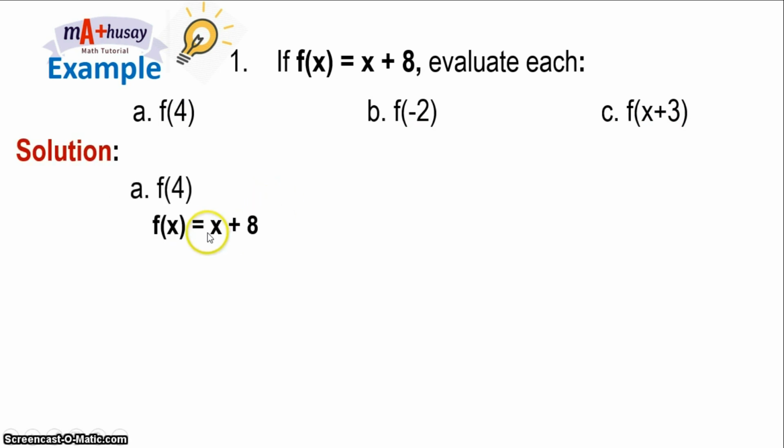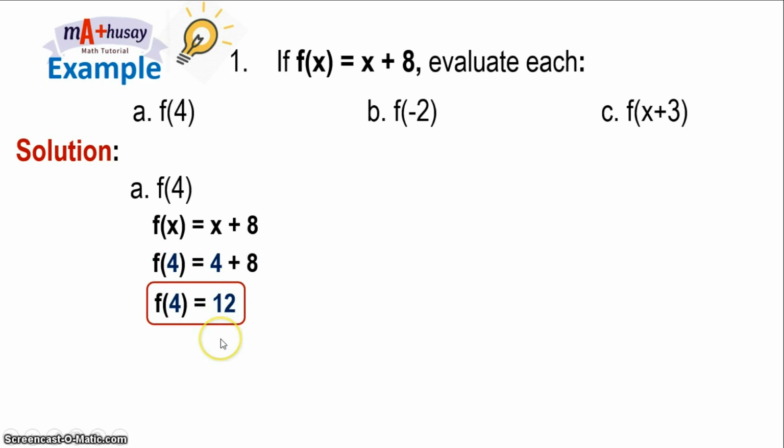So, f of 4, so, meron tayong function na f of x equals x plus 8, di ba? So, isa-substitute lang natin yung value ng 4 sa x. So, we have f of 4 equals, gaya ng sinabi ko, yung x natin, papalitan lang natin ng 4. So, 4 plus 8. By simplifying the right side of the equation, we have f of 4 is equal to 12. Dahil 4 plus 8 is 12. So, f of 4 is positive 12.